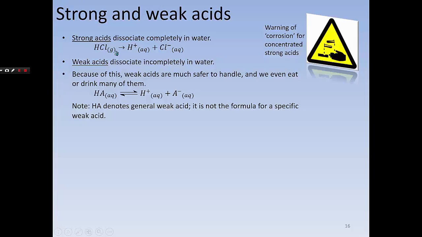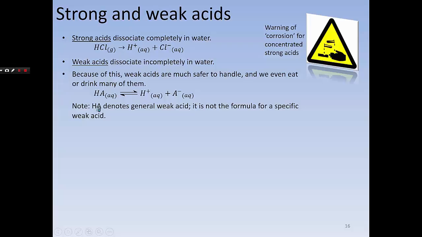We know a solution with low pH or high hydrogen ion concentration is corrosive. It can destroy or damage other substances with which it comes into contact. So concentrated strong acid solutions are corrosive, and therefore in the laboratory we must handle them with caution. There is another type of acid. They also donate hydrogen ions when dissolved in water. However, their dissociation does not proceed as completely as that of strong acids.